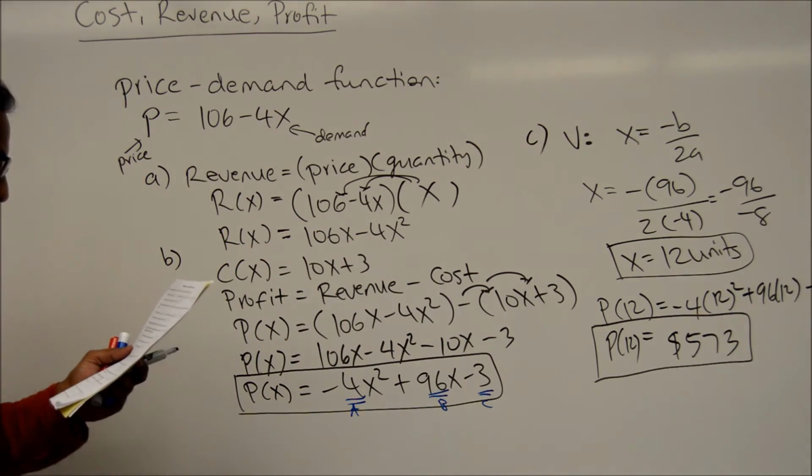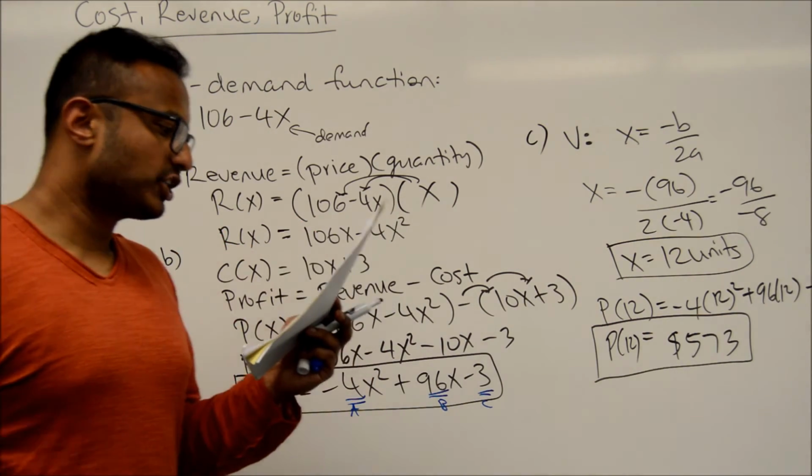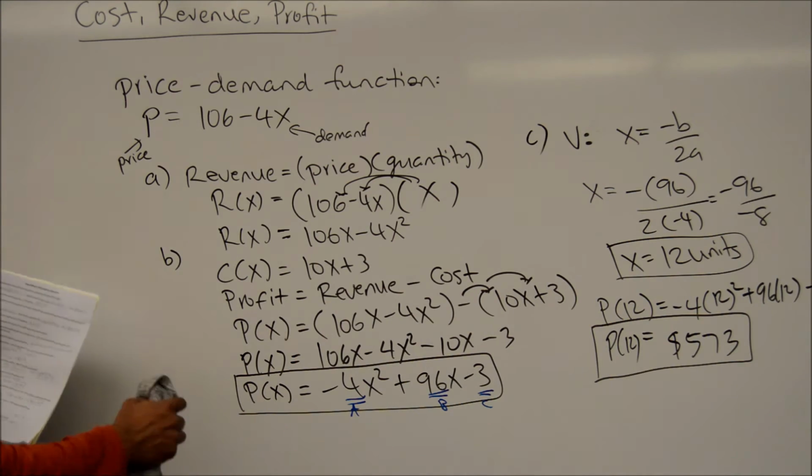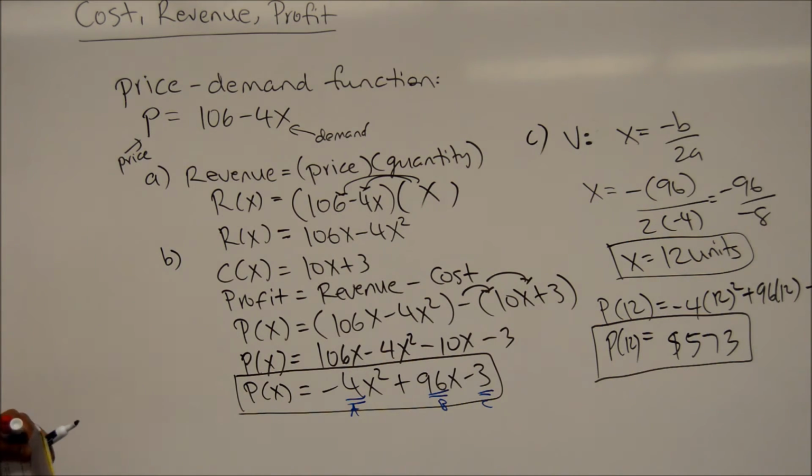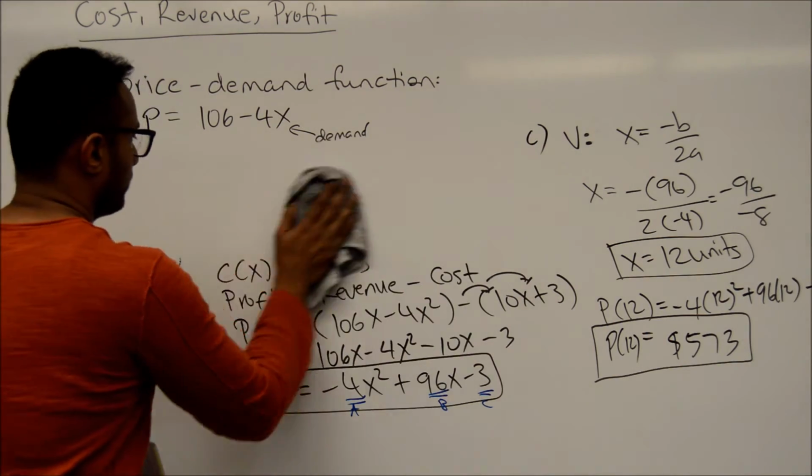Okay? And now in part D, what should the company charge per unit to maximize the profit? So we're looking for the price. What price must the company charge in order to maximize the profit? So let me get rid of all this.